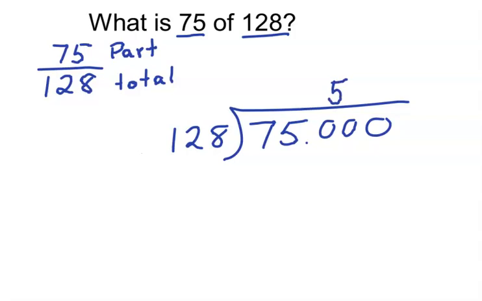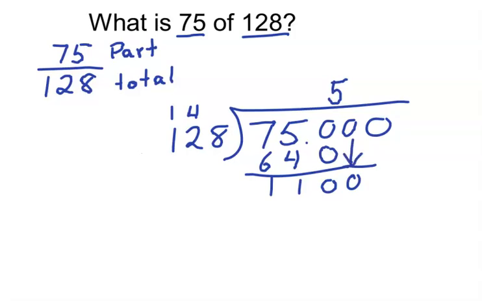Okay, so let's see. 5 times 8 is 40. 5 times 2 is 10, plus 4 more is 14. 5 times 1 is 5, plus 1 more is 6. Okay, 0 minus 0, 5 minus 4, and 7 minus 6. So we have 110 left over. So we'll bring down the 0. Wow, how many times will 128 go into 1,100? I'm going to guess it's about 8.